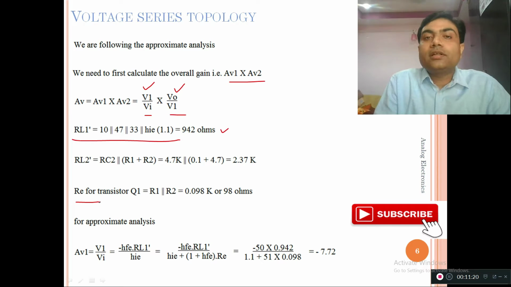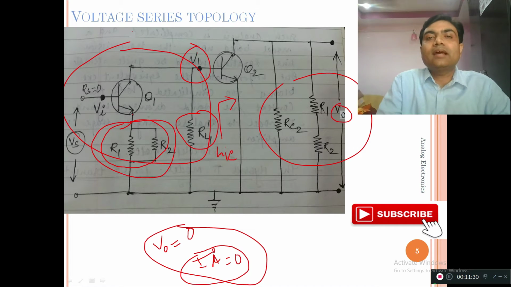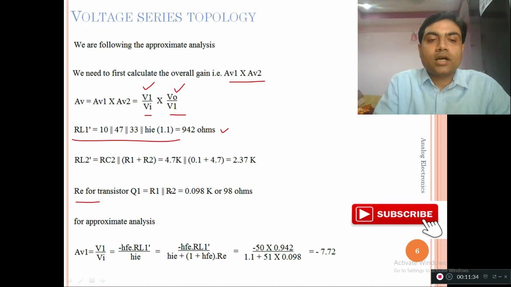And we can also determine the RE for transistor Q1. And what is RE for transistor Q1? This is RE. Why am I calling it RE? Because it is present at the emitter leg of the transistor Q1. So R1 and R2 in parallel comes out to be 98 ohms or 0.098 kilo ohms.